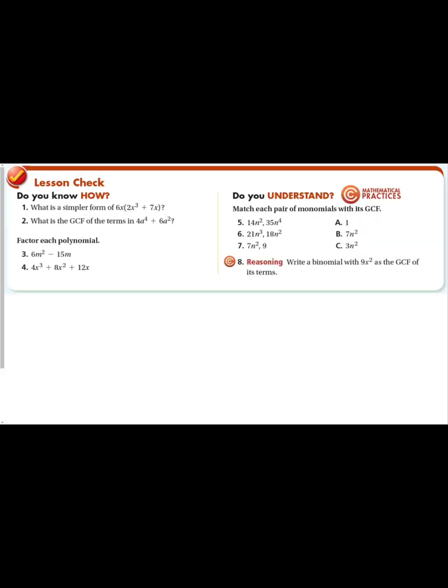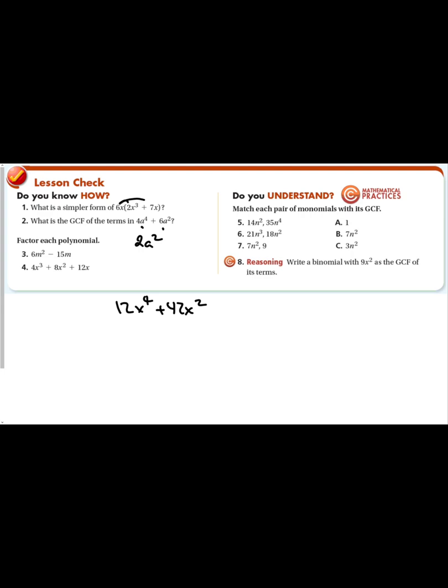So what is the simpler form of the first expression? We're just going to distribute both of those, and we have 12x to the fourth, and then 42x squared. GCF here, greatest common factor. Well, 4 is not common to both of them, but 2 is, so that's 2a squared.